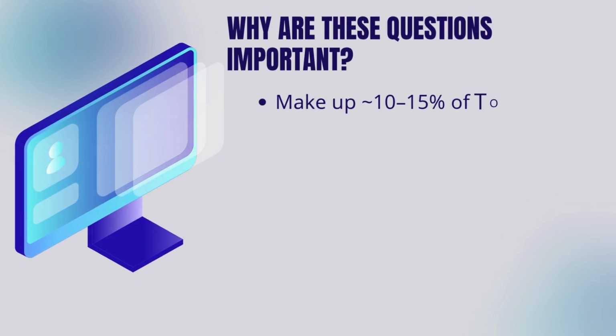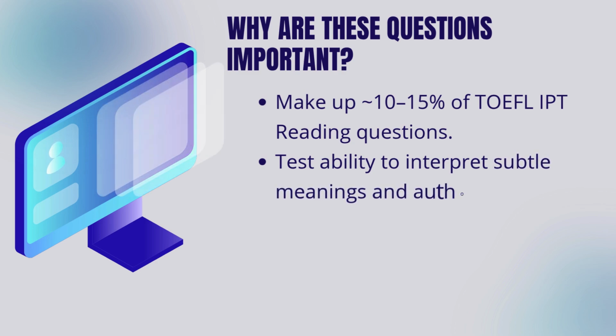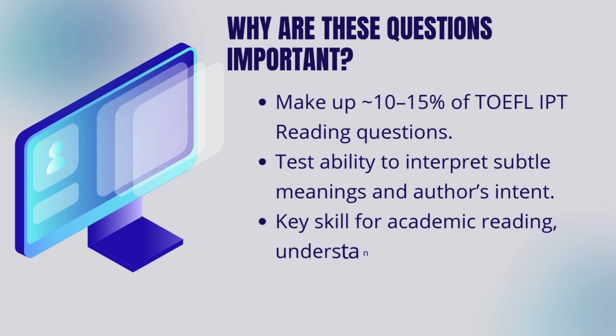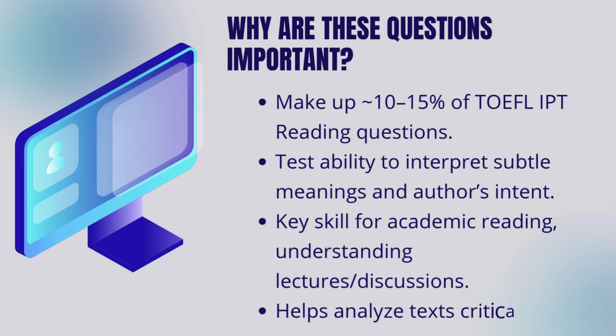Why are these types of questions so important for your TOEFL score? Tone and attitude questions often make up about 10 to 15% of the TOEFL ITP reading questions. They are important because they test your ability to interpret subtle meanings and understand the author's intent, which goes beyond just understanding facts. This is a key skill for advanced academic reading. Mastering these questions helps you analyze texts critically, which is a crucial skill in university settings. It also helps you understand lectures or discussions where speakers convey their opinions and feelings through their tone and word choice.